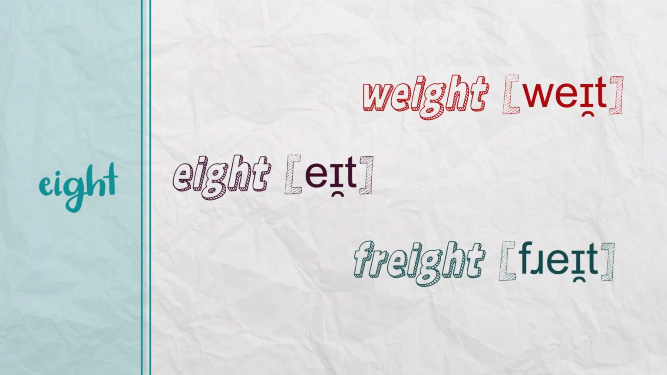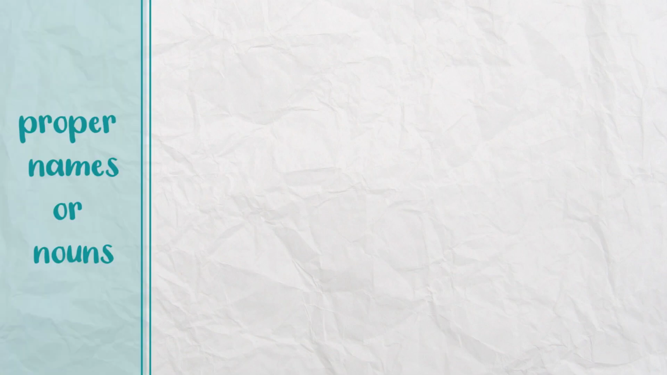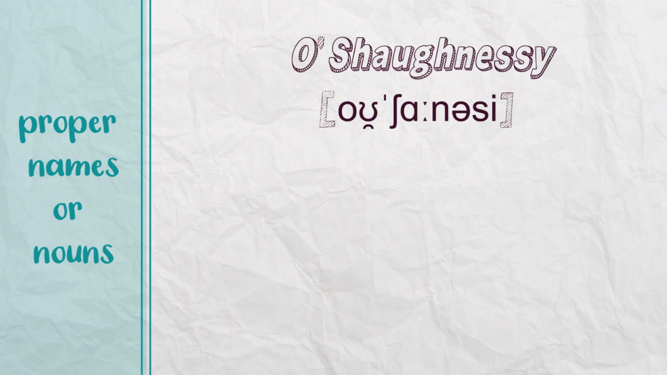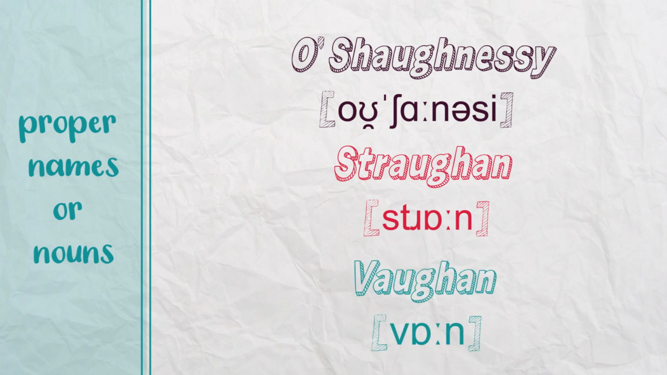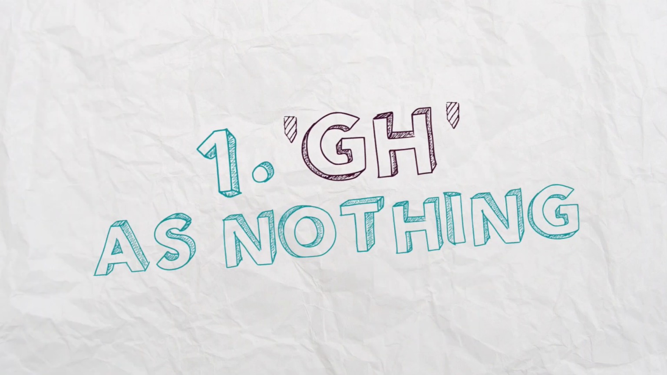And then more interestingly, we have a bunch of proper nouns, which could be persons' last names, like O'Shaughnessy. Again here, the GH is silent. Or Strawn. Here even the A is silent, but GH is definitely silent. And then the word Vaughn. But that was only GH number 1.